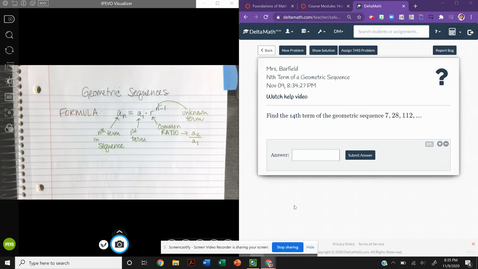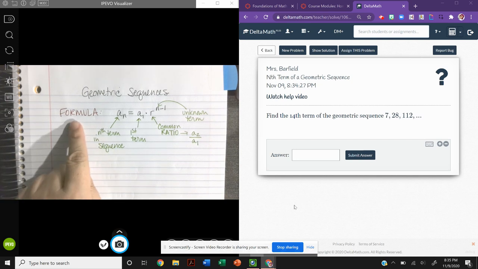All right, you guys, so welcome to geometric sequences. This is really similar to arithmetic sequences. I don't have to teach you a lot of new vocabulary because it is so similar. You can see here I've already got the formula written down.